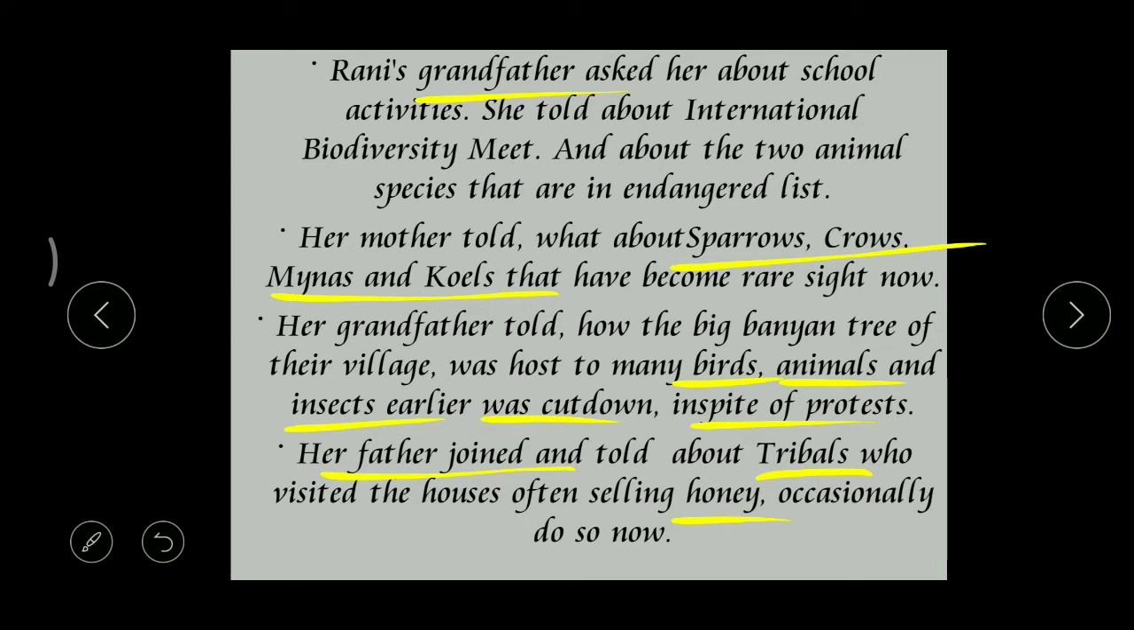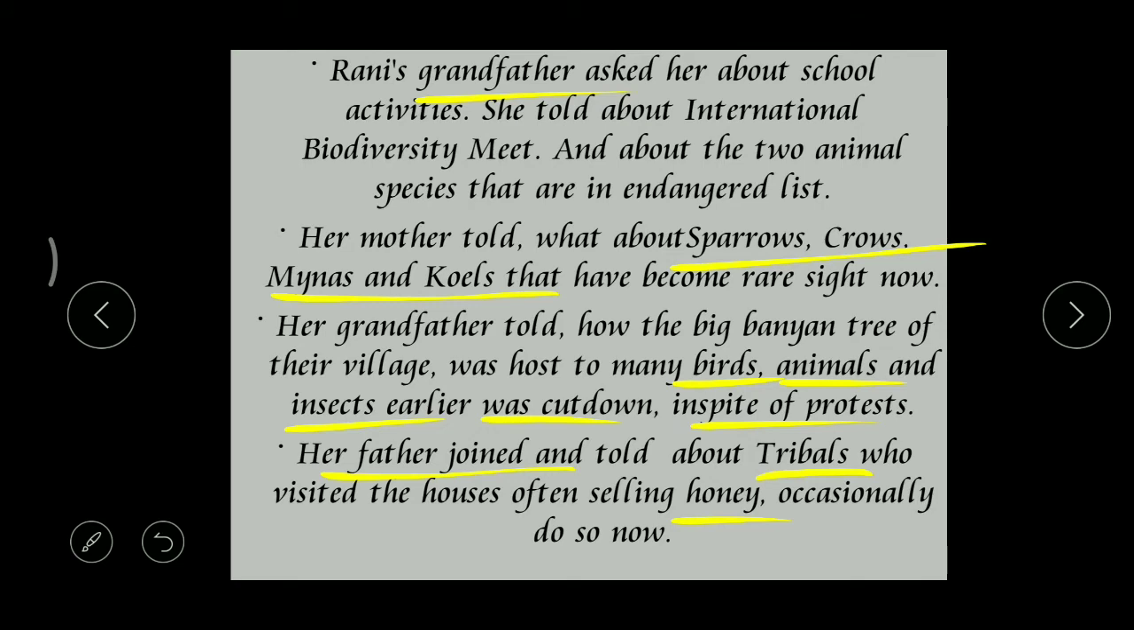Of course, nowadays also some people are using this. So in this way, these wild products were sold by these tribals in old days, but nowadays we cannot find those people coming to our homes and selling these wild products. So in this way, all these family members raised their own opinions about this biodiversity, right?